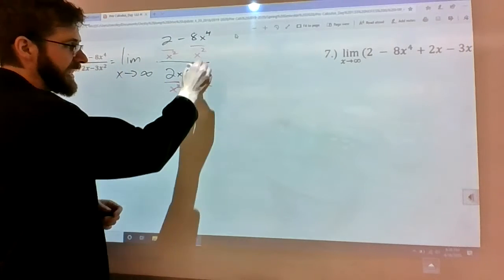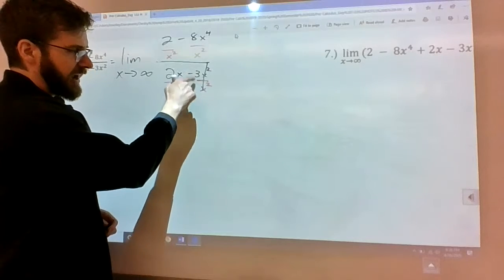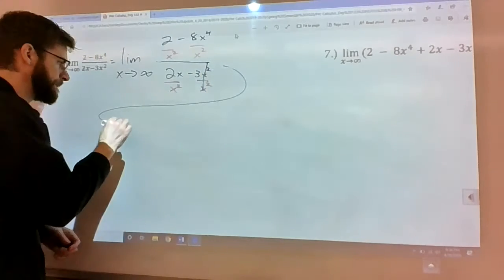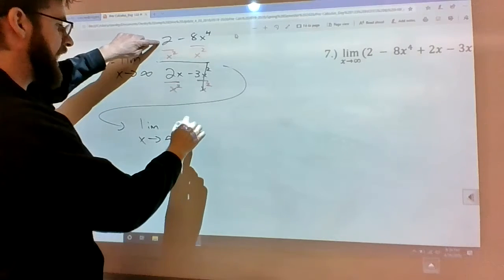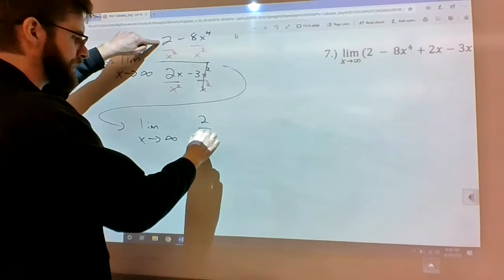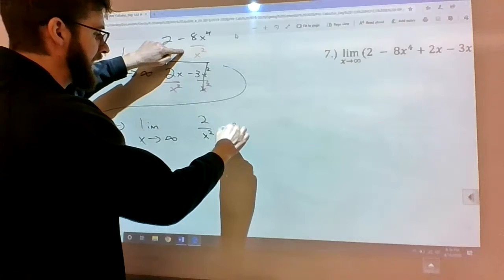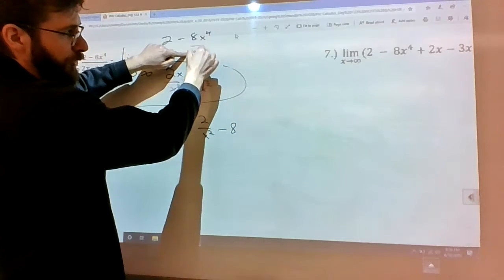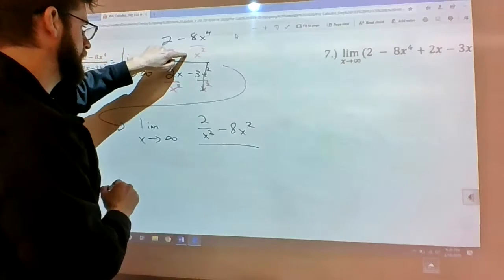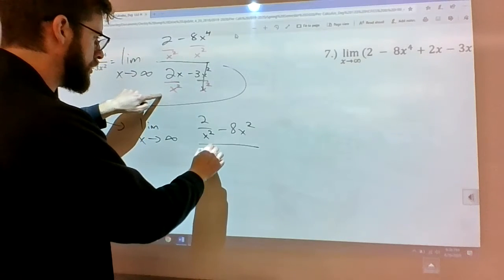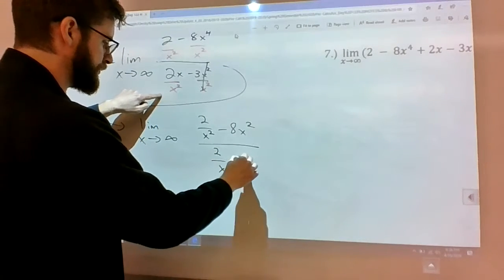So what does that do? It cancels out and creates a constant here. On top, you've got 2 over x squared minus 8 x to the 4th over x squared. That's x squared. And then you got 2 over x minus 3.